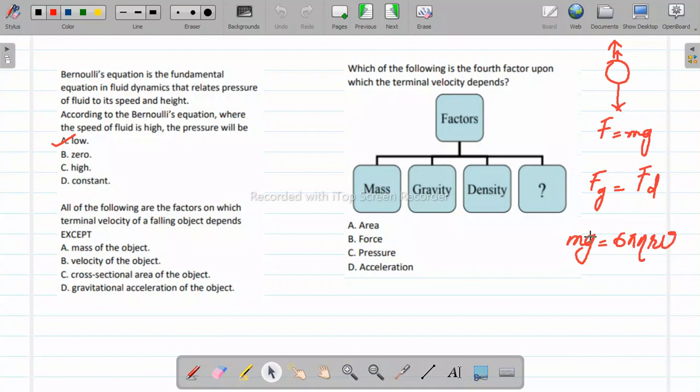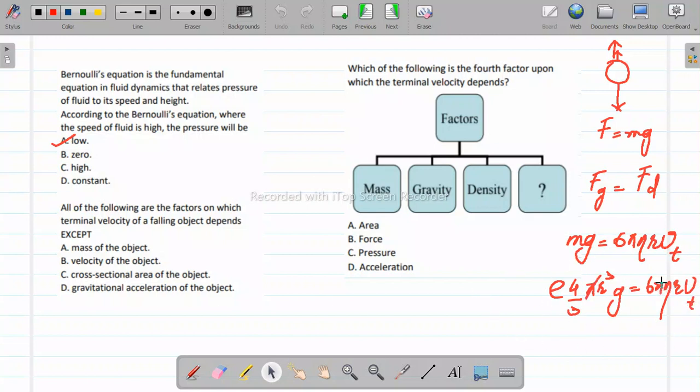So we can rewrite this mass in terms of density. It would be density multiplied by volume, and because we are considering a spherical object, the volume of a spherical object is 4 by 3 pi r cube, this g as it is, and the 6 pi eta rv as it is. In this condition, when these two forces are equal, the velocity will be called terminal velocity. All you have to do is just rewrite this equation.